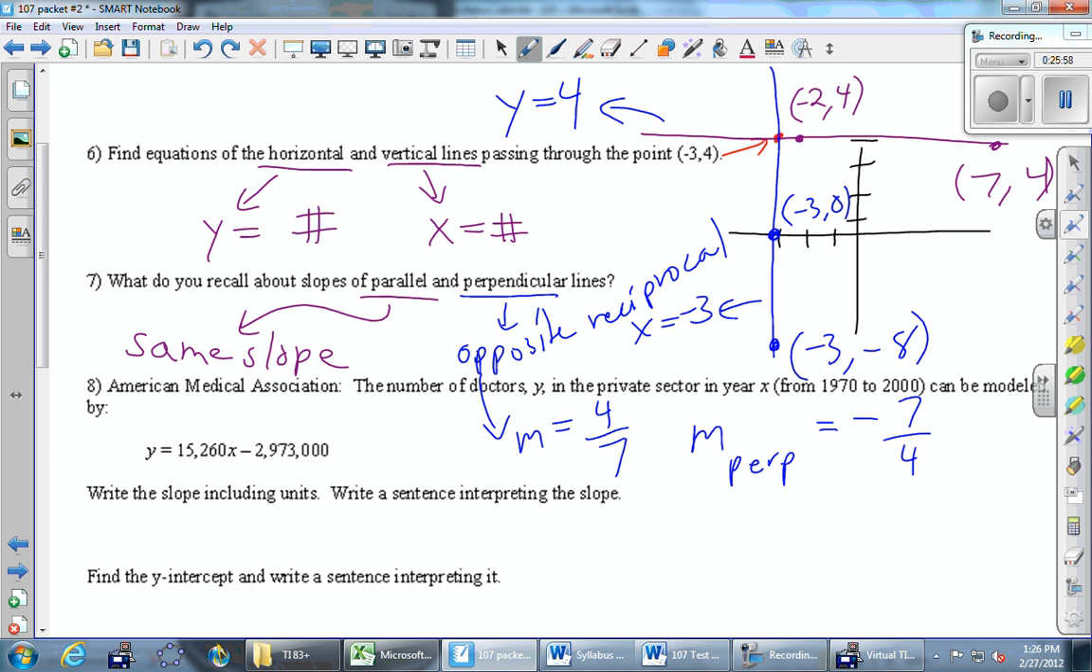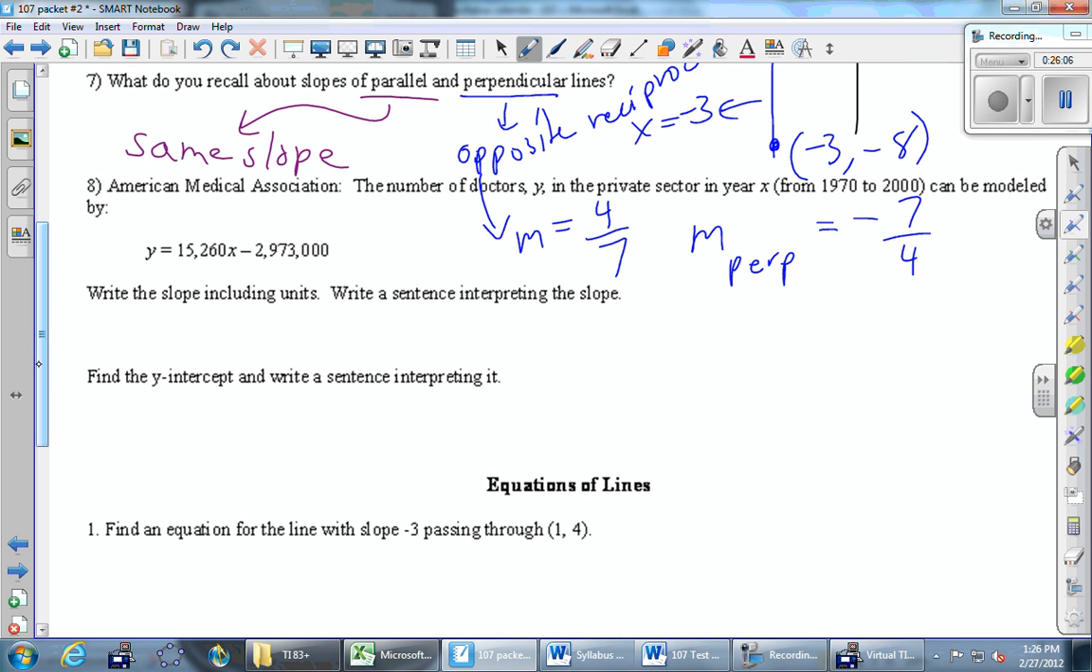Okay, can we go to Katrina for number 8? Okay, let's try this one here. All right, so first I'll use letter M for slope. What number in that problem is the slope? 15,260. Slope is always the number touching the x.